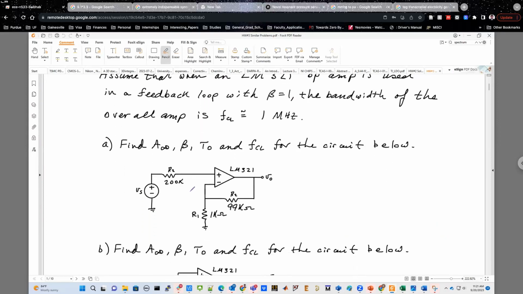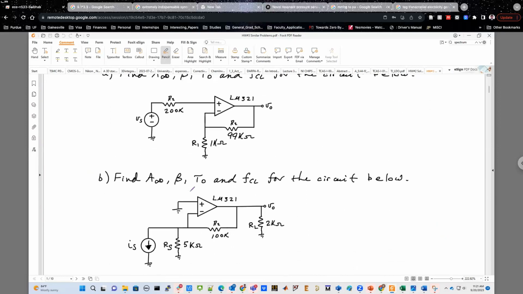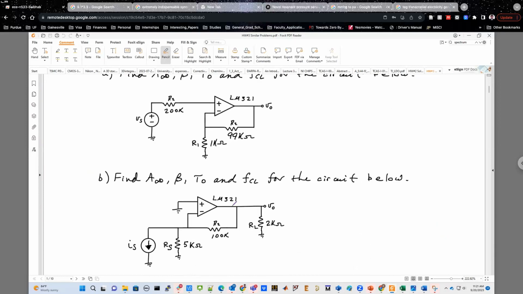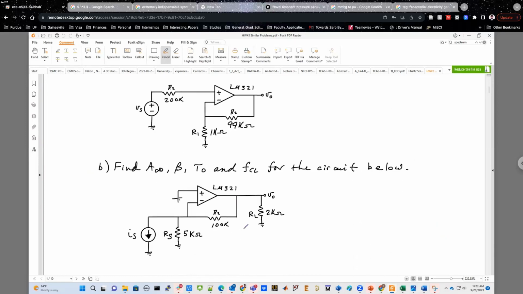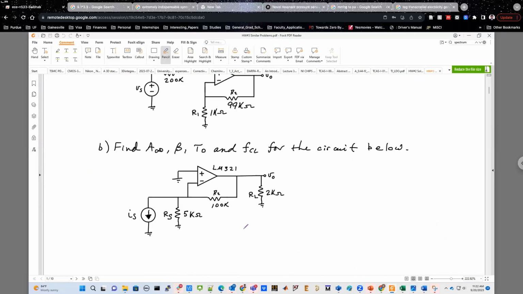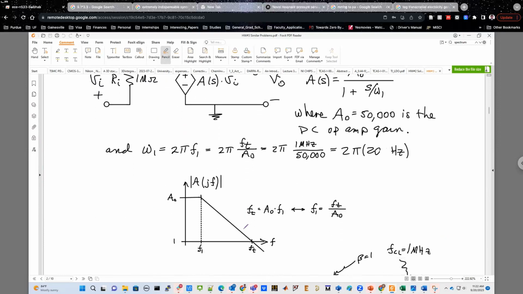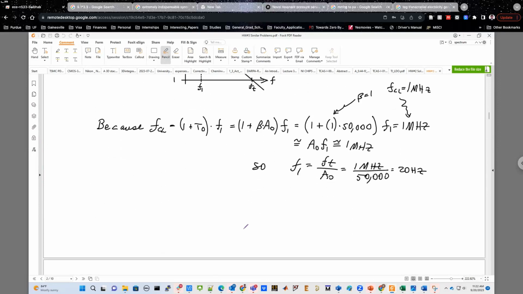Okay, so for example, you wanted to find out A infinity, beta, T naught, and FCL for this circuit, as well as maybe for another circuit. And these are very similar to your homework number 2. I'm hoping that you can solve all these things. But the solution is also provided. So please go over the solution.